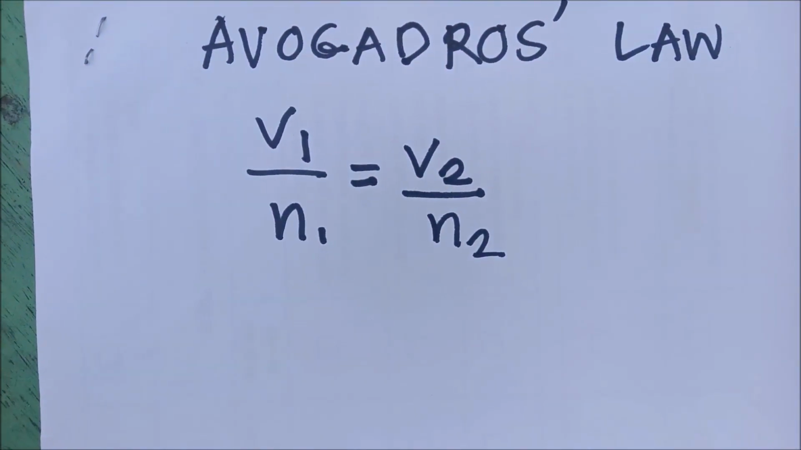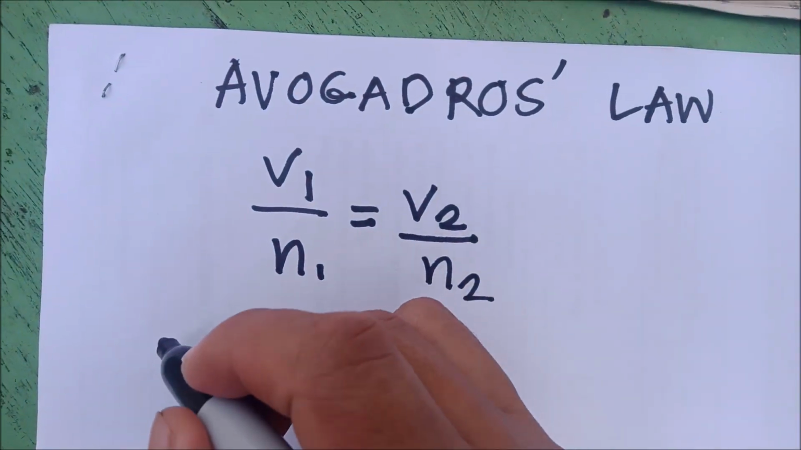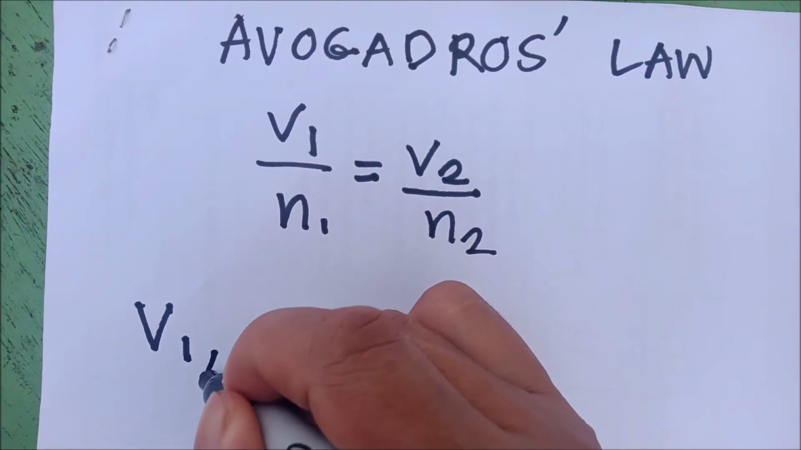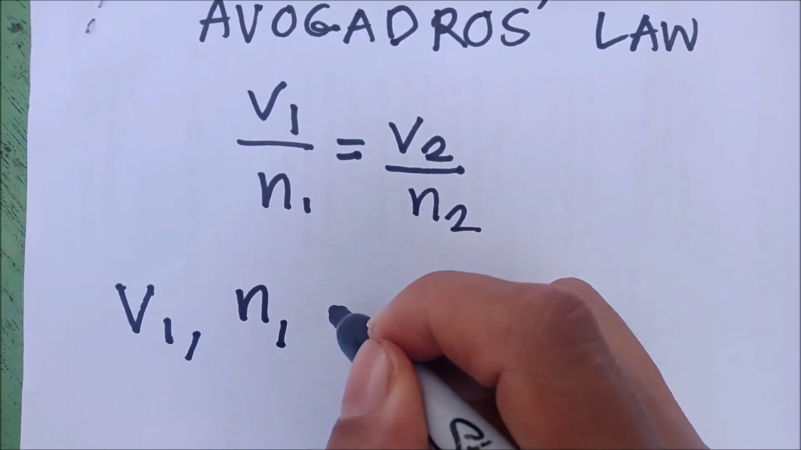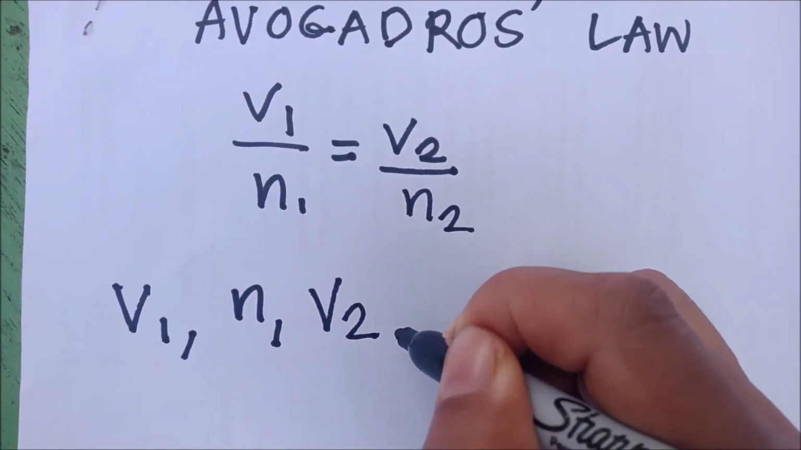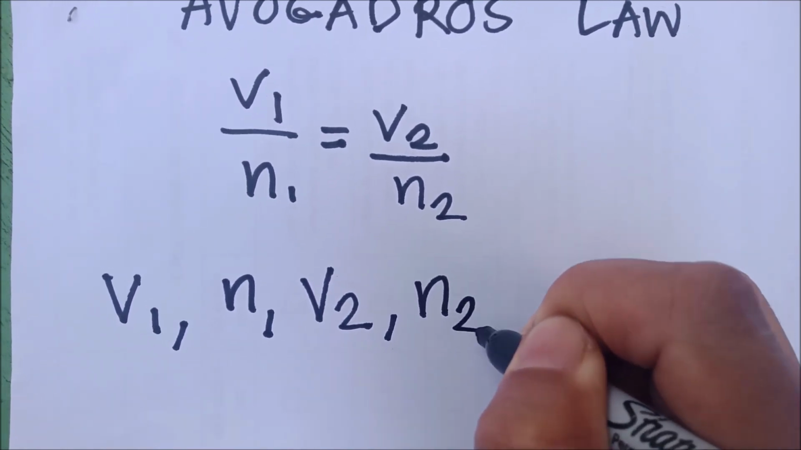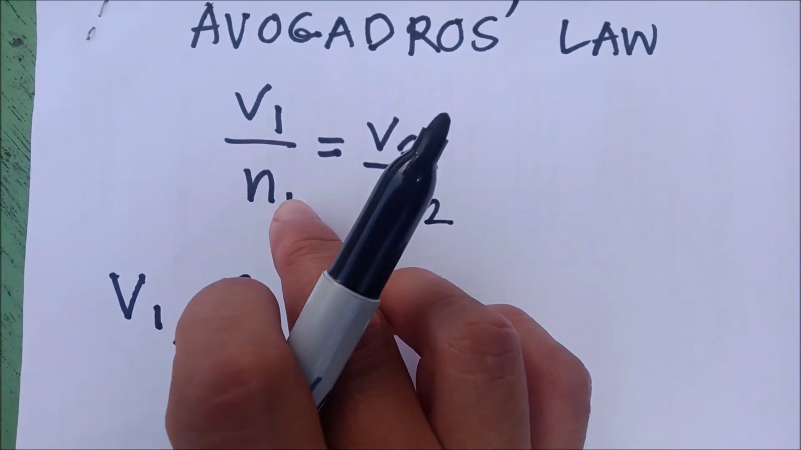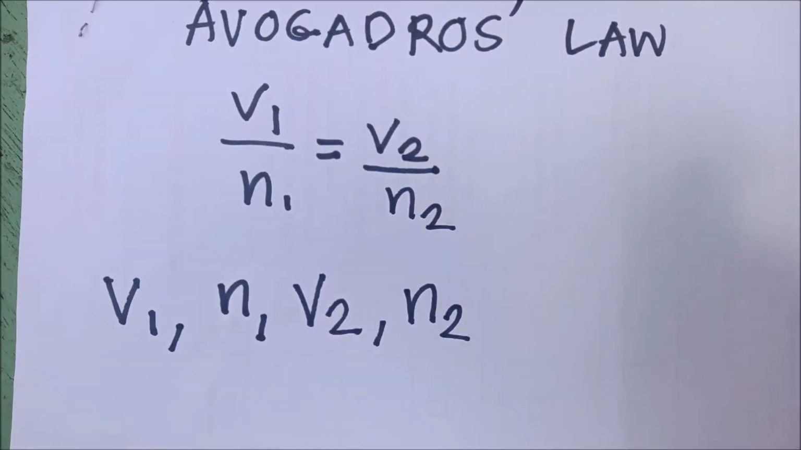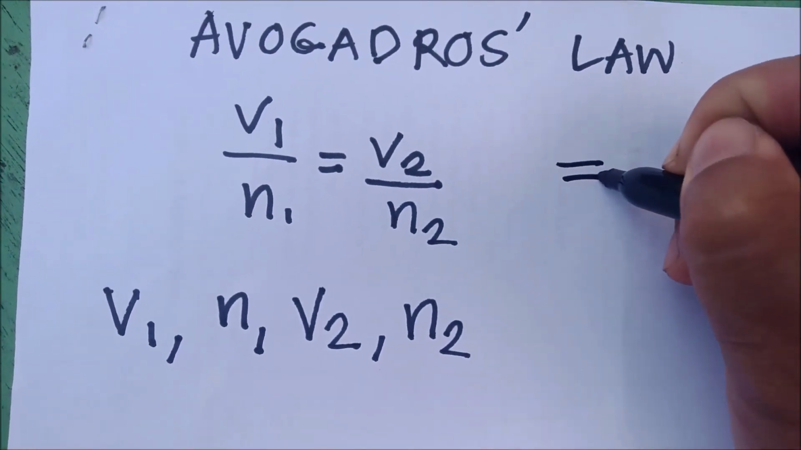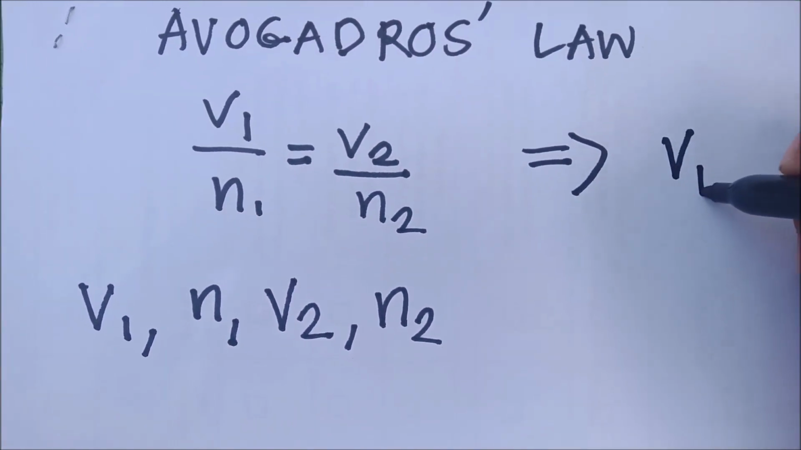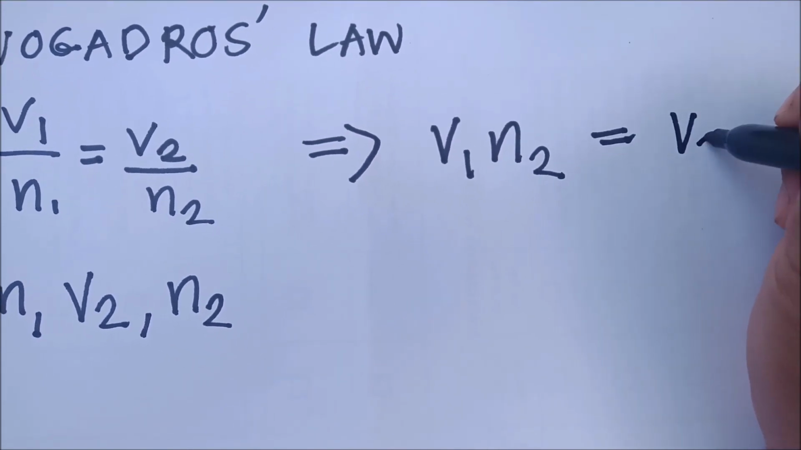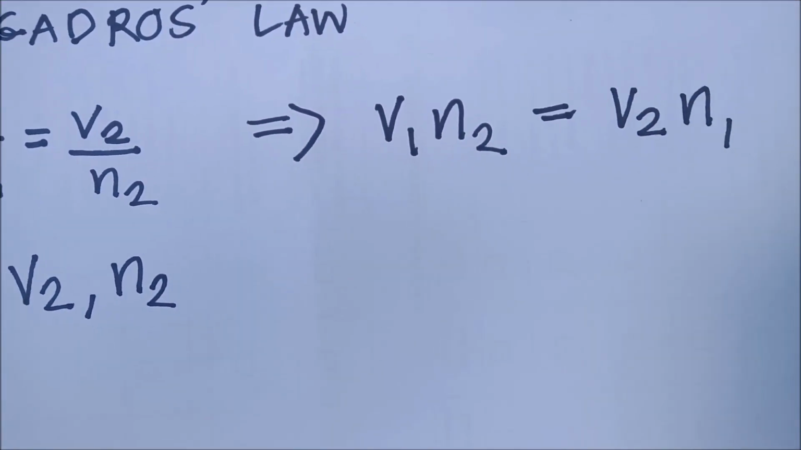So we can derive four formulas: one for V1, one for N1, one for V2, and another formula for N2. So how are you going to do it? You transform this formula by cross-multiplying. So that will now become V1 N2 is equal to V2 N1.